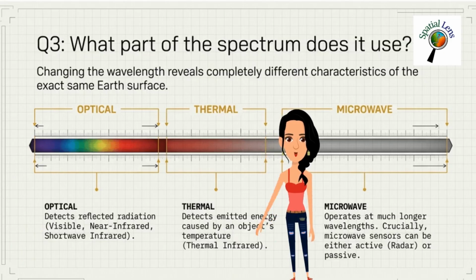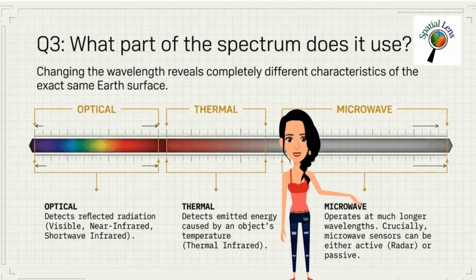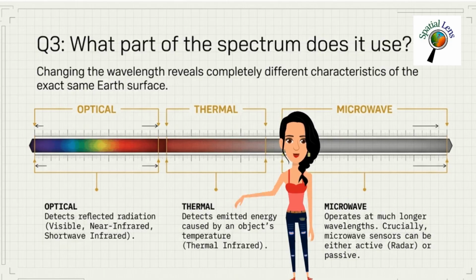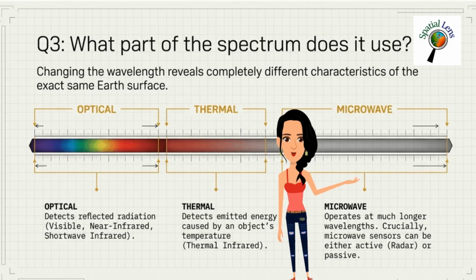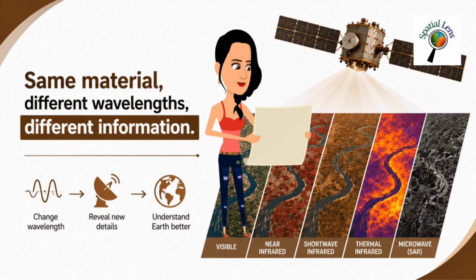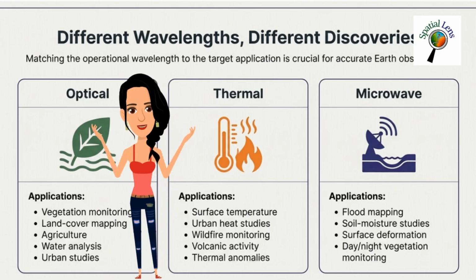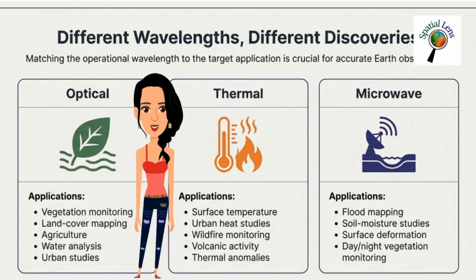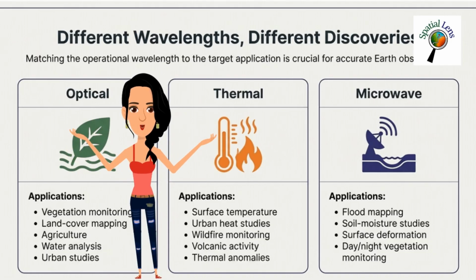Different sensors detect different regions of the electromagnetic spectrum, and this determines the type of information they can observe. Sensors may operate in regions such as visible and near-infrared, shortwave infrared, thermal infrared, or microwave. This matters because the same material can behave very differently at different wavelengths. So, changing the wavelength can reveal completely different characteristics of the Earth's surface. Sensors that primarily detect reflected radiation in regions such as the visible, near-infrared, and shortwave infrared are commonly referred to as optical sensors. They are widely used because different materials have different spectral responses.